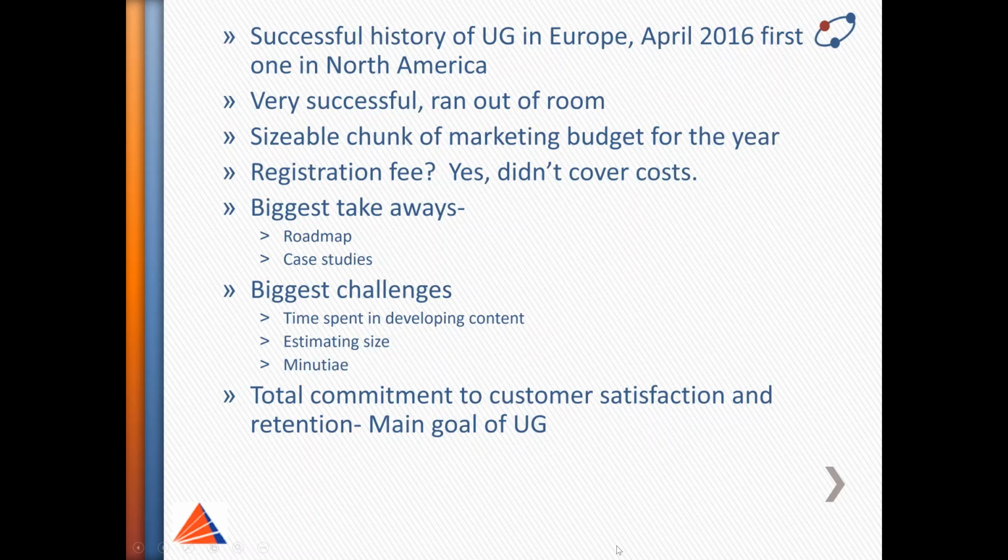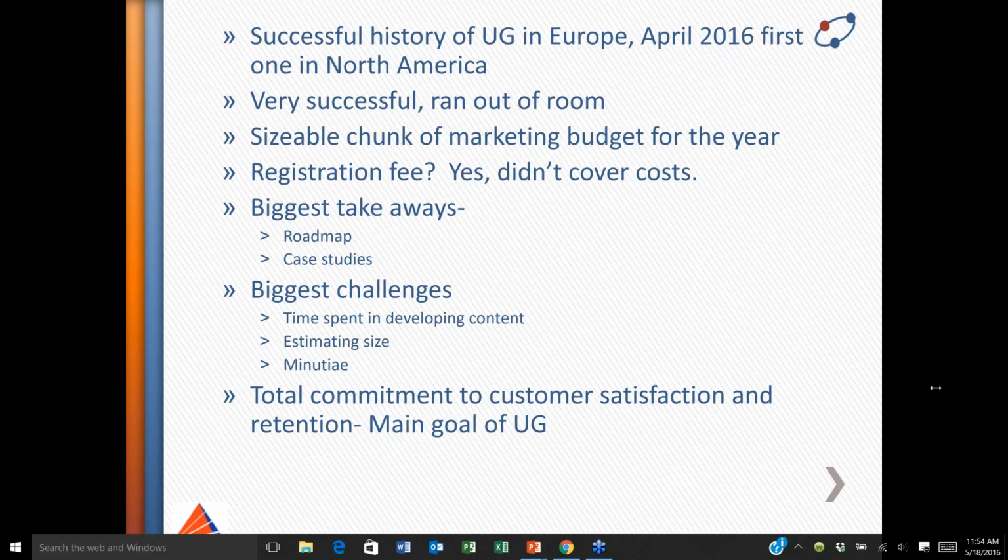So I think the lesson learned there is don't let the user group be your first experience with an event manager. Have a couple of experiences under your belt, and if you're going to have an outsourced partner, work with them before you jump in with the user group.